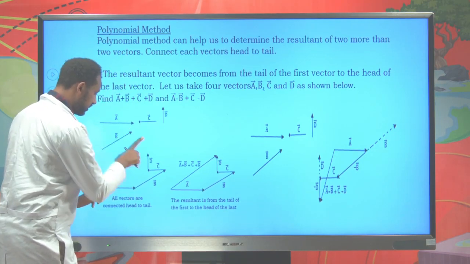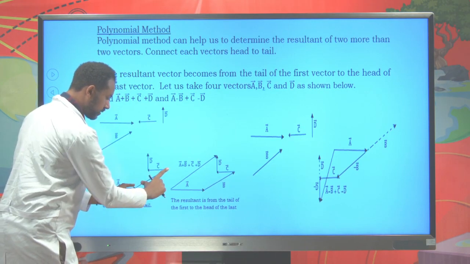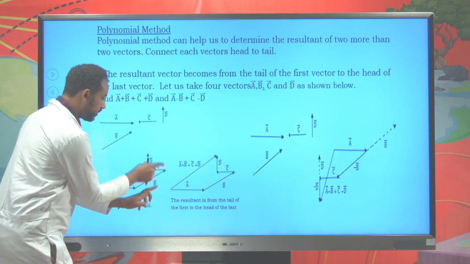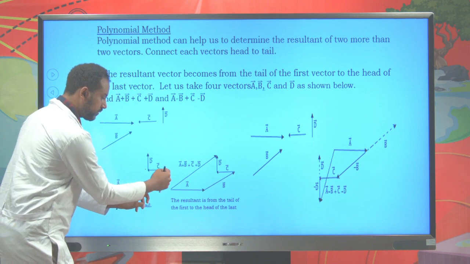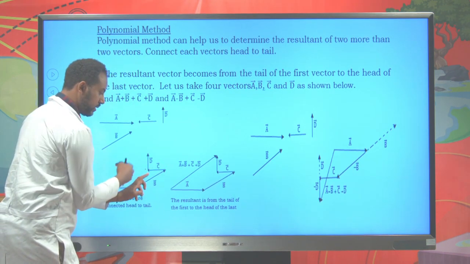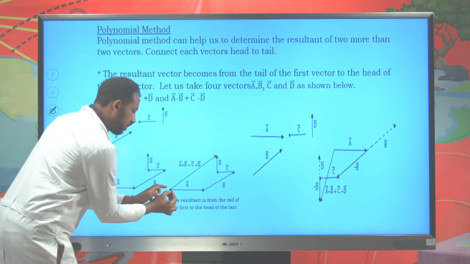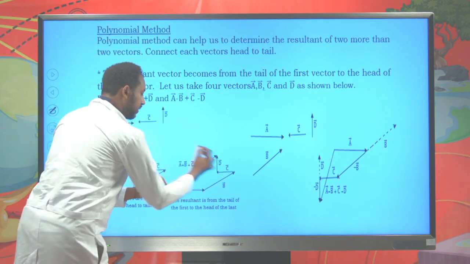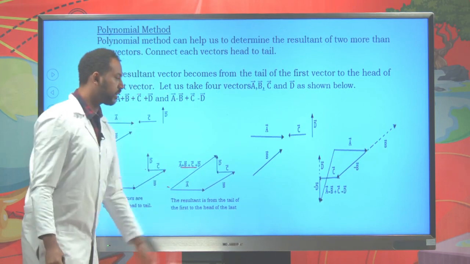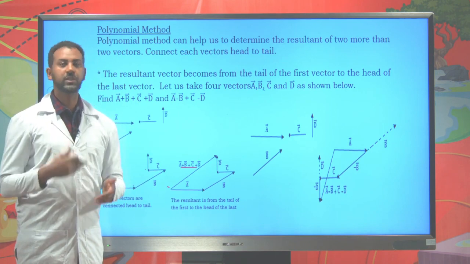You have to shift B here from the head of the first to the tail of the second. Then you have to move and put C here, from the head of the second B, and the tail of C is connected, and the like. Therefore, the resultant will be from the tail of the first to the head of the last. Okay, this is how we determine vectors using geometrical means.